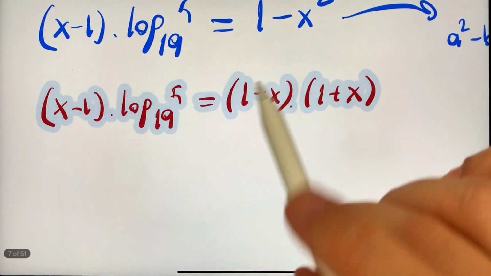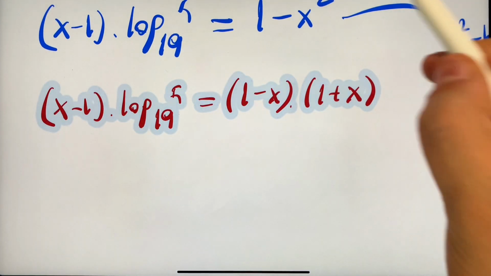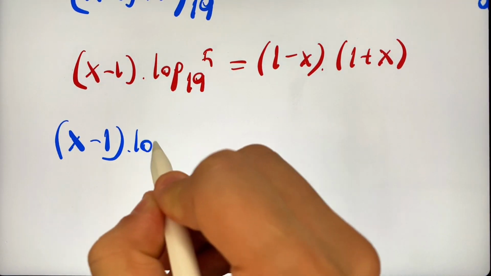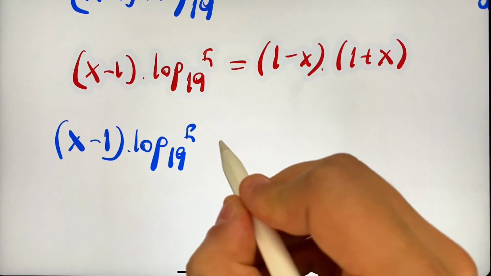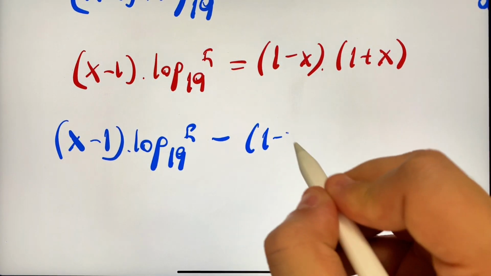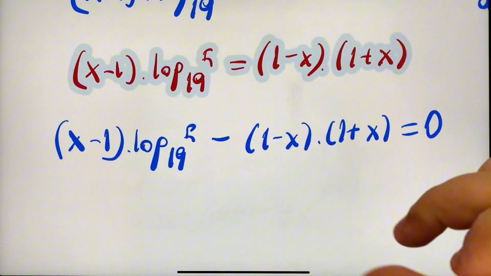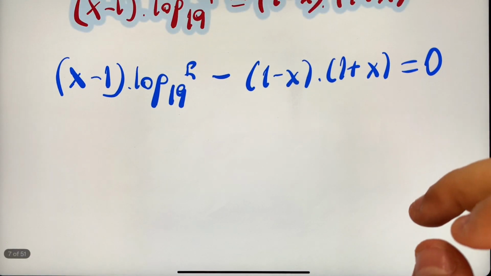You need to collect this statement on one side. So what do I mean? (x minus 1) times logarithm 19 base 5, minus (1 minus x) times logarithm base 19 of 5 plus x plus 1 is equal to 0.